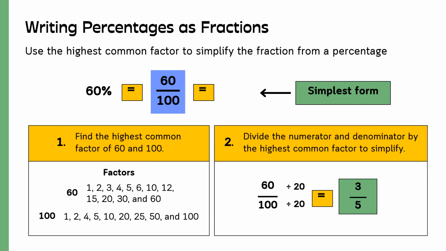See, this is just showing you how it's done formally. So you find the highest common factor of 60 and 100, and you divide. The highest factor would be what? 20, right? Because 20 can go into 60 without a remainder, and 20 can go into 100 without a remainder. So the answer is 3/5.